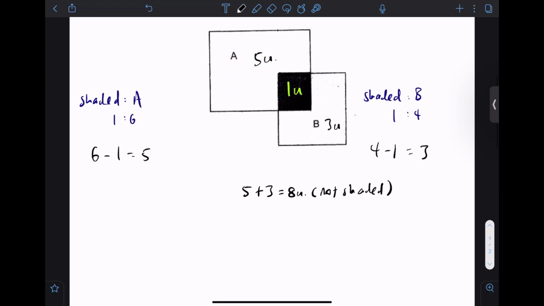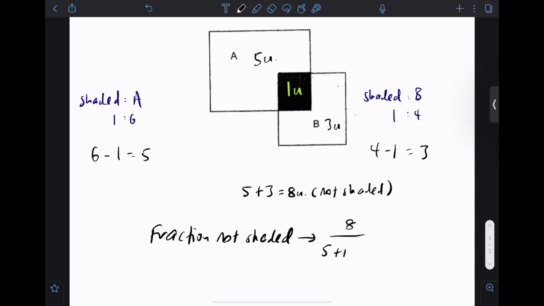Alright, so the fraction that is not shaded will be 8 out of a total of 5 plus 1 plus 3, which is 8 out of 9. Final answer for this question, 8/9.